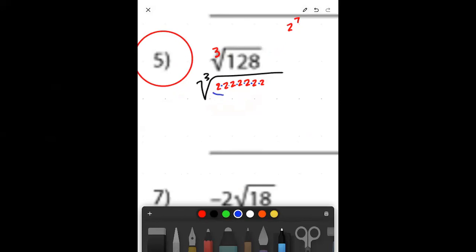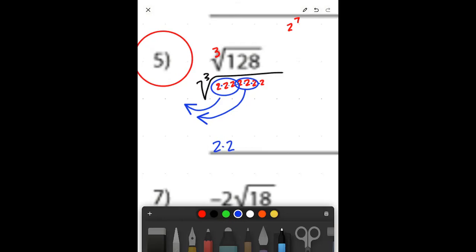So I'm going to go in here, get 3. I'm going to bring that out. So that's going to be 2 here. And then I'm going to get the next 3, which is here, and I can pull that out. And that'll be another 2. And then I don't have any more 3 pair. So whatever is left stays inside the radical.